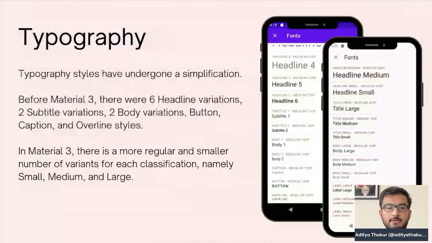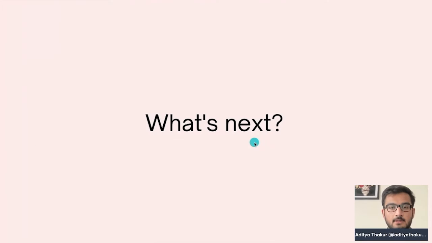There have also been changes to the typography. The typography styles have undergone a simplification. Before Material 3, there were only like six headline variations. In Material 3, there is a more regular and smaller number of variants for each classification, namely small, medium, and large. In the attached image too, you would see there are title small, body large, body medium, body small, label large, and such additions that have been made.